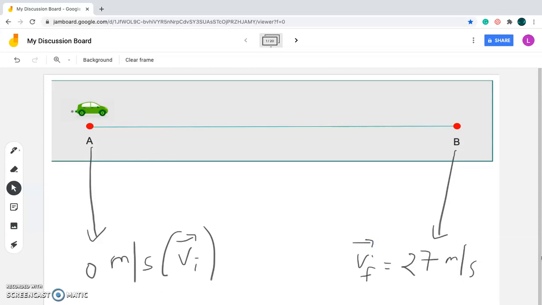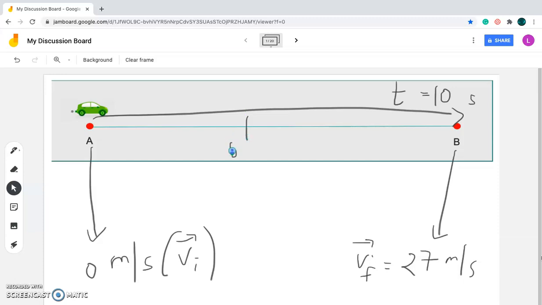Suppose that point A to point B happens within a span of 10 seconds, for example. Okay, so from point A to point B, it took the car 10 seconds, as an example. What if the question is, what is the car's displacement after 5 seconds? So let's say, for example, this is where 5 seconds is. And the problem wants you to solve for the displacement after 5 seconds.